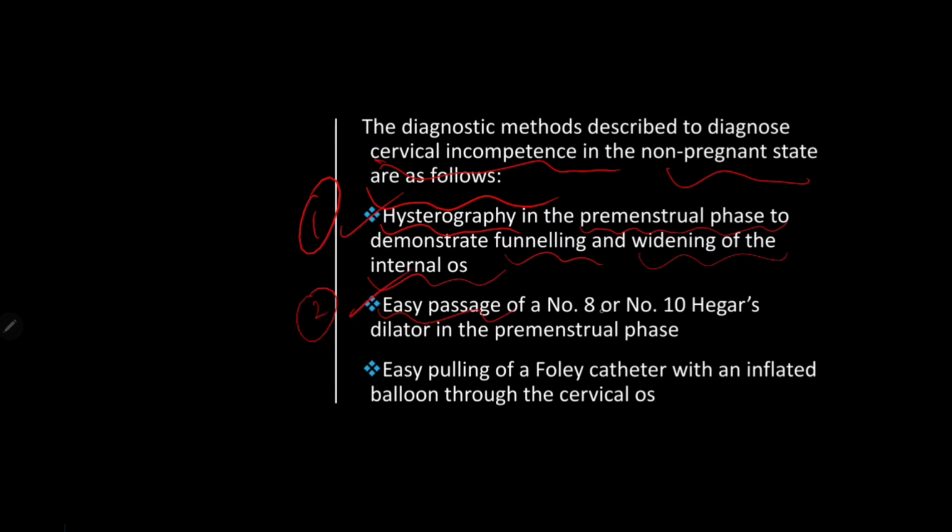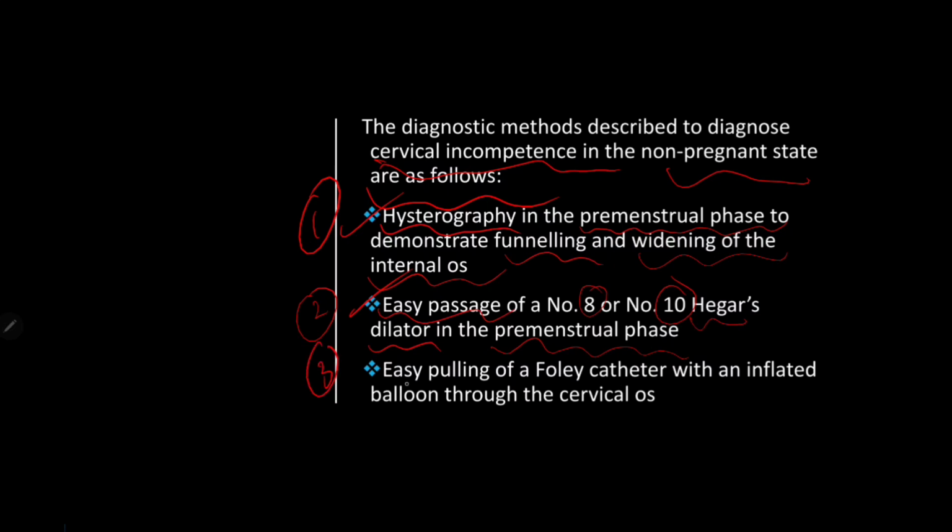The next one is easy passage of number 8 and number 10 Higgins dilator in the premenstrual phase, which is also a diagnostic method. If you are taking number 10 and number 8 Higgins dilator, this dilator will be very easily passed. There is going to be an easy passage of this Higgins dilator in the premenstrual phase.